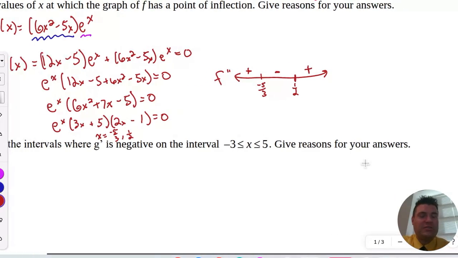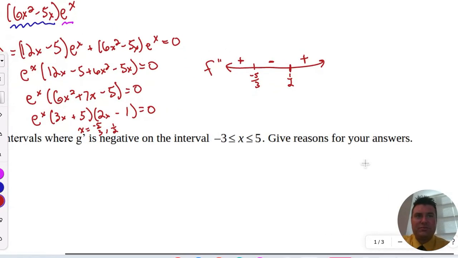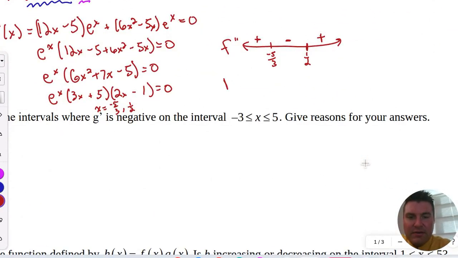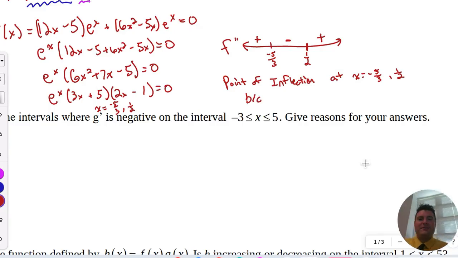So here I do have, and this wants x values, right? X values, we have a point of inflection, so we have points of inflection at x equals negative 5/3 and 1/2, because of a common error here. People are always like, it's because f double prime is equal to 0. No, it's not. It's because f double prime changes signs.